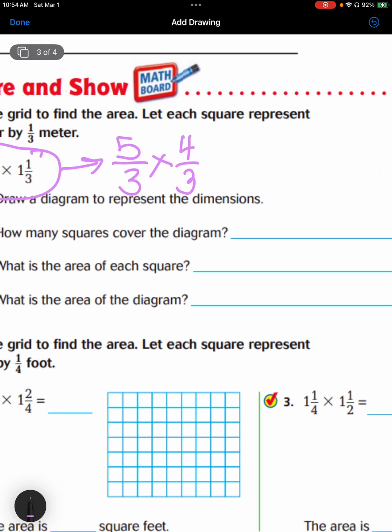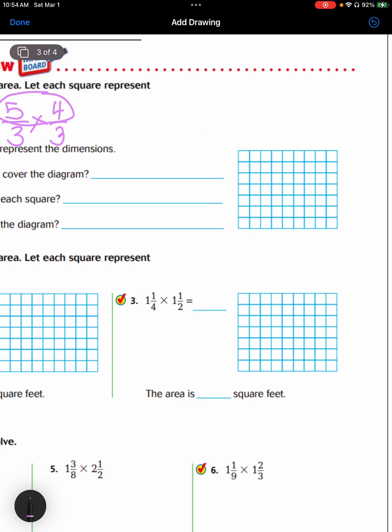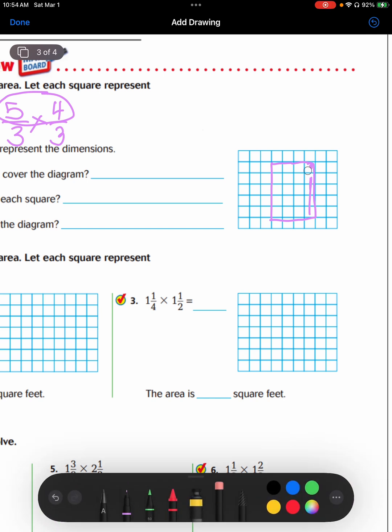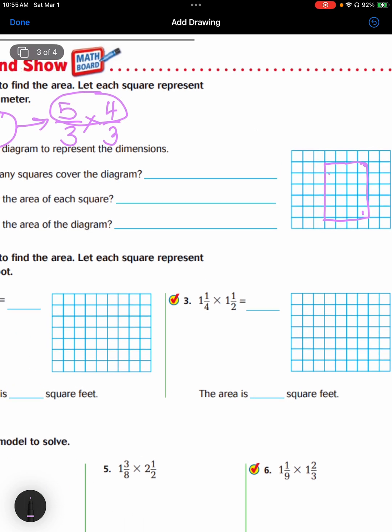So like we did on our first page, these are going to be our dimensions that we're going to use for our little diagram over here. So you should have 5 on one side and 4 on the other. It doesn't really matter which way you organize them, just as long as one side is 5 and the other one is 4. So 1, 2, 3, 4, 5. 1, 2, 3, 4. Okay, and then you just make the box. My lines are all crazy. Okay, so if you actually counted up each individual box in here, you're going to get 20 squares.